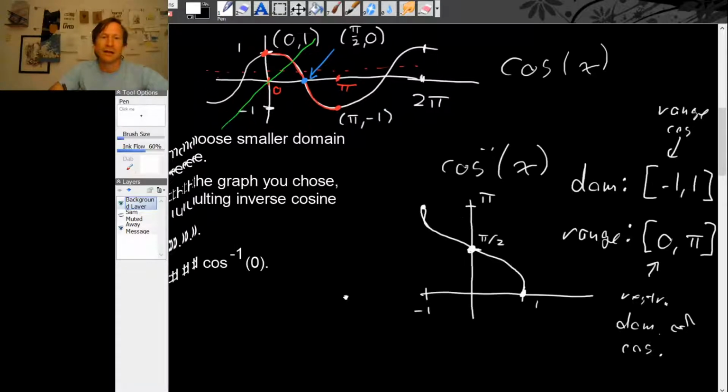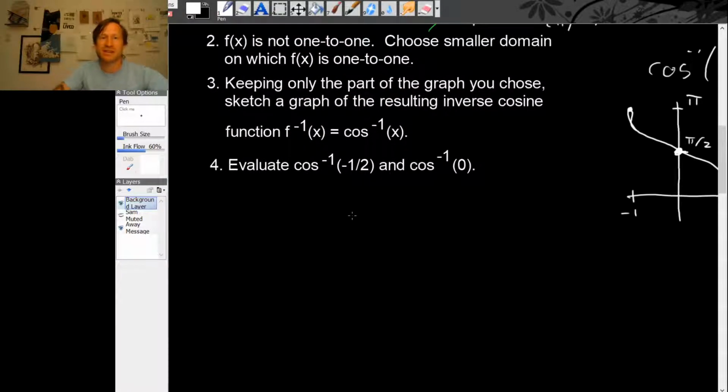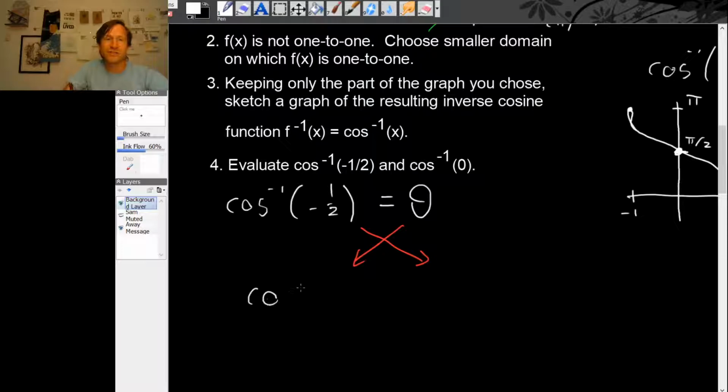All right, finally, let's evaluate these two values for inverse cosine. So inverse cosine of -1/2. If you can't see how to evaluate this immediately, give this value a name. We could call it theta. Switch back to the original trig function by switching inputs and outputs. If inverse cosine of minus a half is theta, then cosine of theta is minus a half. So we're looking for some angle whose cosine is minus a half.